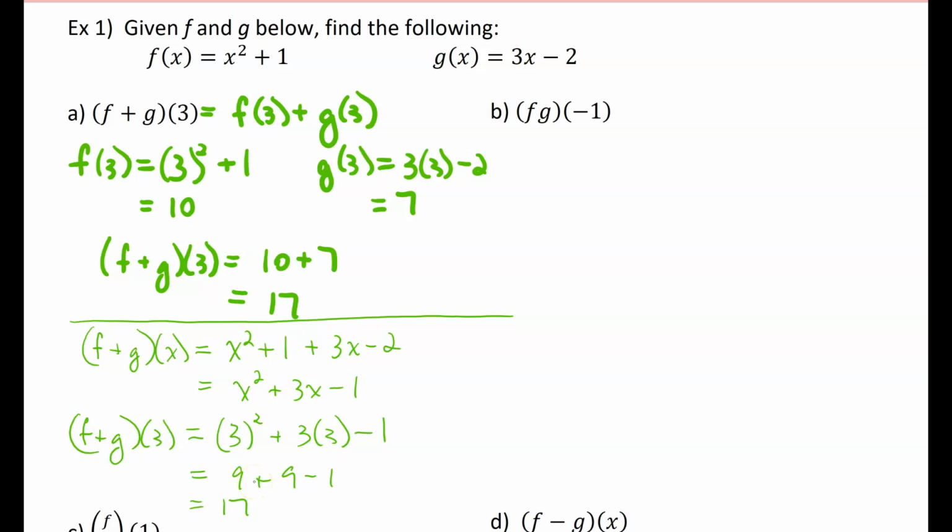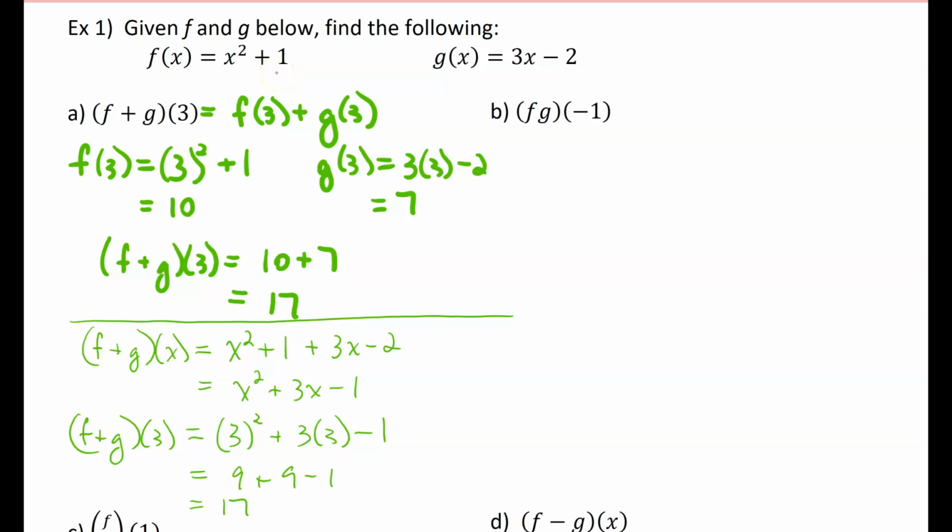Okay. Should we do either method or should we do the top? You can do either one. It's just usually if you're evaluating, it's easier to do them separately. Okay. You ready to look at the second one? Yes. Okay.